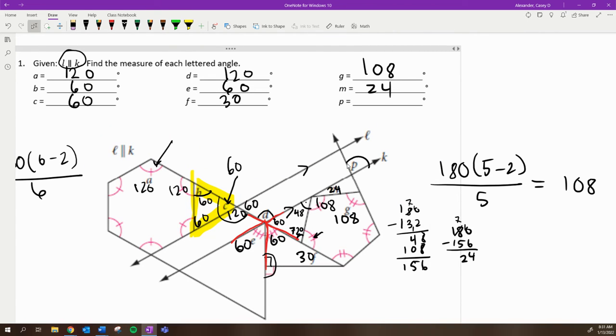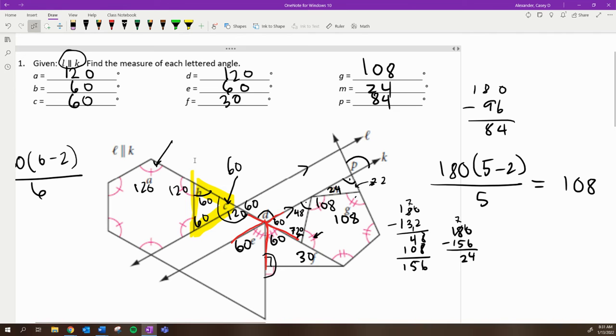And then P, finally. To find P, notice that it's a vertical angle with this one here. And this is a 72-degree angle because it's a linear pair with this 108. 72 and 24 is 96. By the triangle sum theorem, P, which is a vertical angle with that angle from the triangle, would have to be, I believe, 84. If I do 180 minus 96, I get 84 degrees.